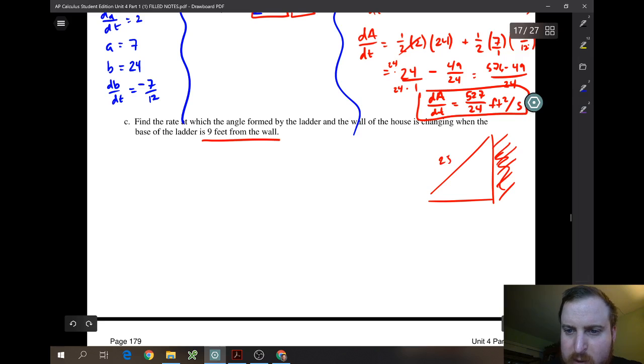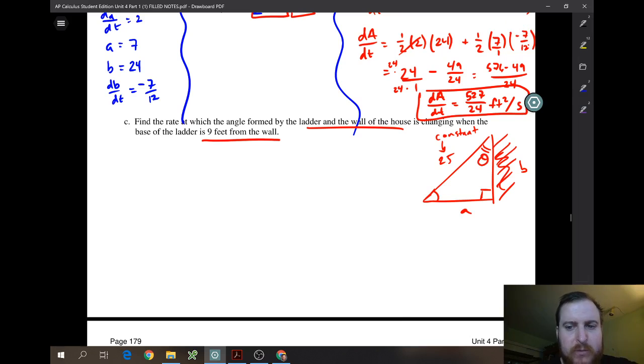Right, so 25, that's a constant. And then we have A, and then we have B. And they want the angle, this is important to realize which angle. They want the angle from the ladder and the house. So there are really three angles here, but we know that's 90, so they're never going to ask about that. So you could either have this angle down here or this second angle up there. And so the one from the ladder and the house is going to be the one on top. So that's our theta. So we're going to draw in a theta there.